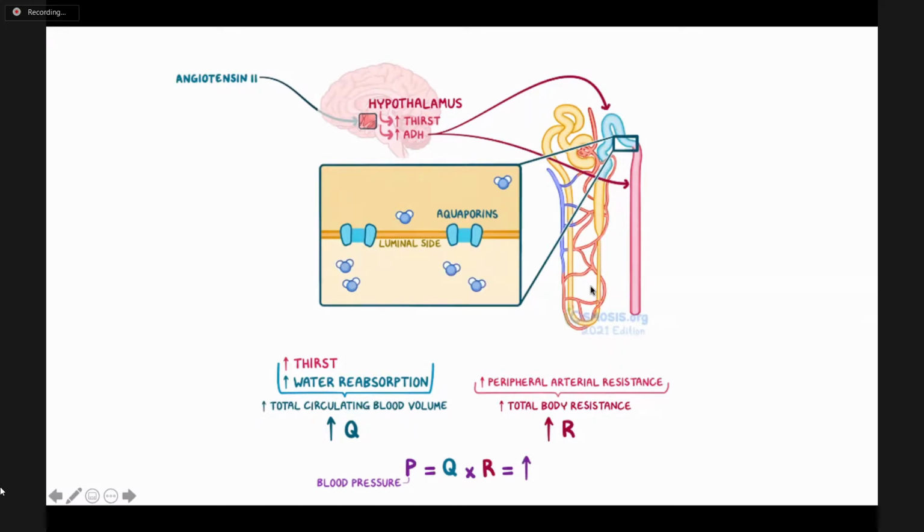And then because of the systemic peripheral vasoconstriction, there will be an increase in total peripheral resistance, or increased peripheral arterial resistance. So therefore, this will increase the blood pressure. So this is how the renin-angiotensin aldosterone system mechanism helps to increase the blood pressure.